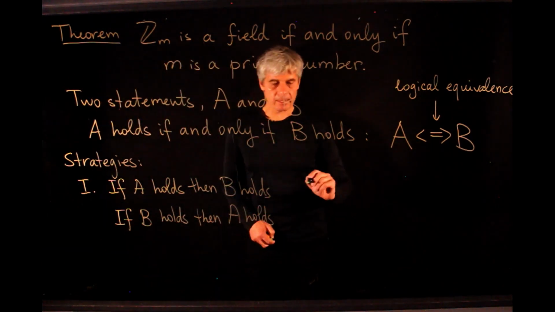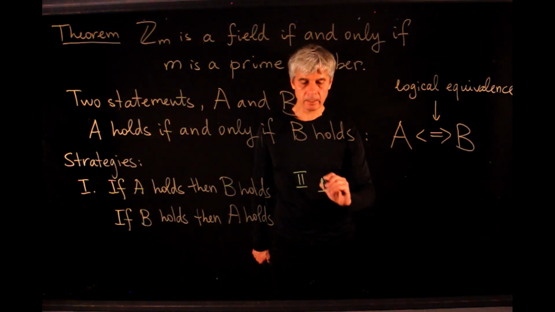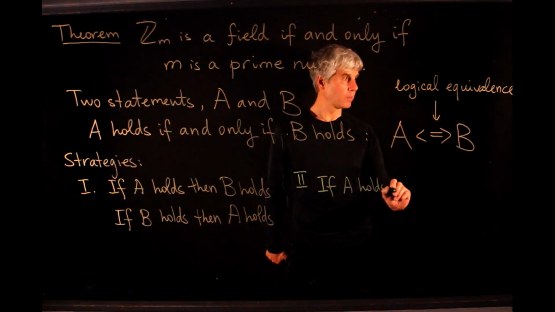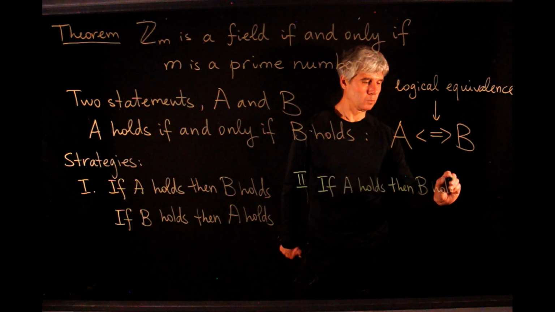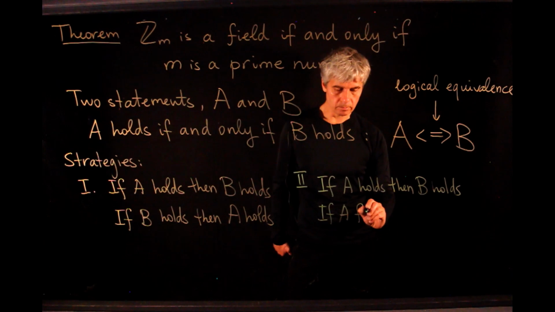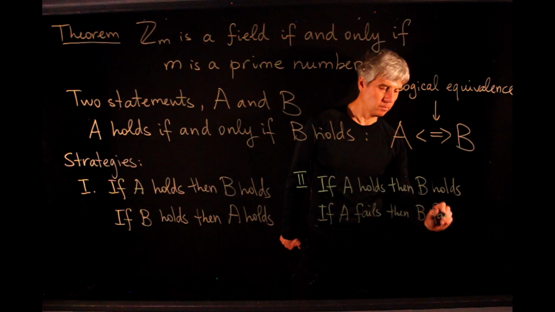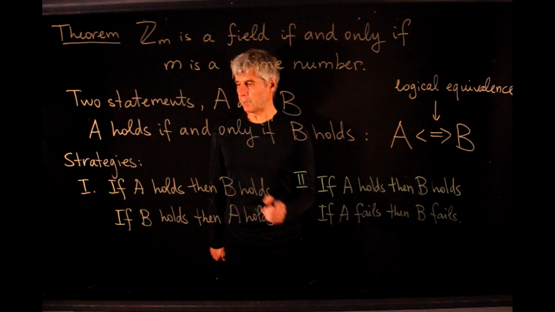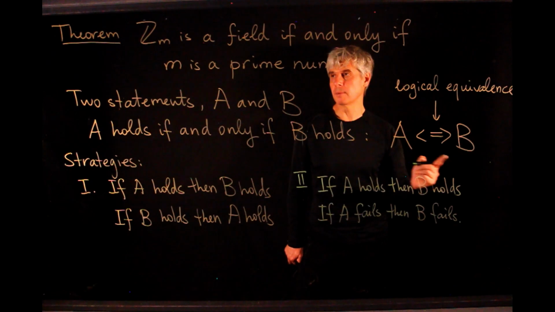Now, there is a second strategy for proving exactly the same thing. What we can do instead is prove that if A holds, then B holds, and if A fails, then B fails. So these are two different methods of proving logical equivalence of statements A and B.